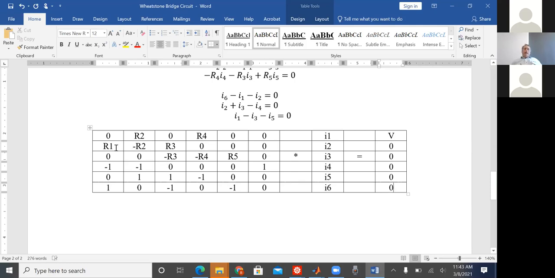I now need to translate this to MATLAB. I need to put the A matrix in, that's this. I need to put the B matrix in, that's that, it's a vector. And then I need to solve for those six things right there.